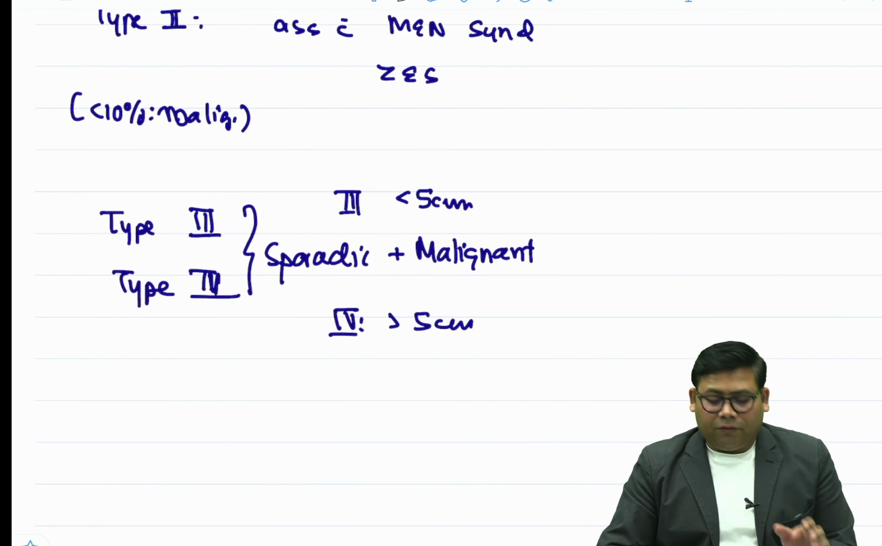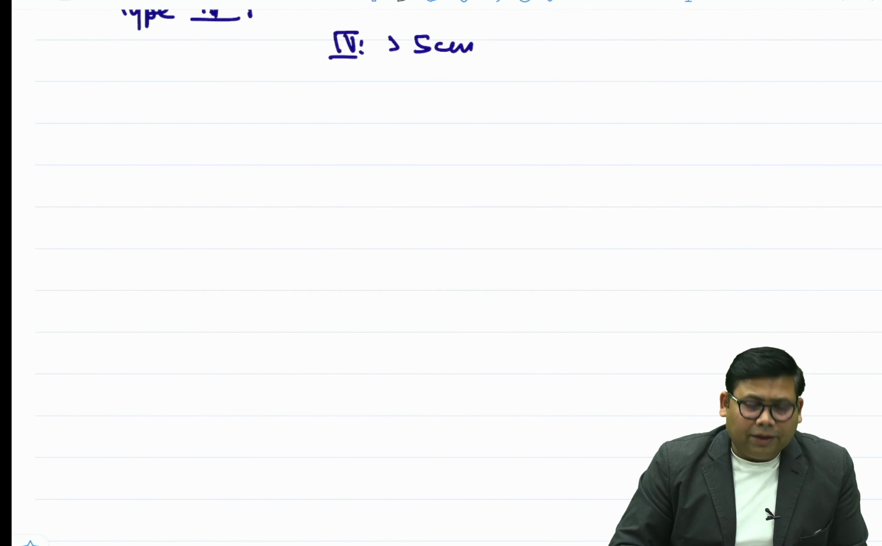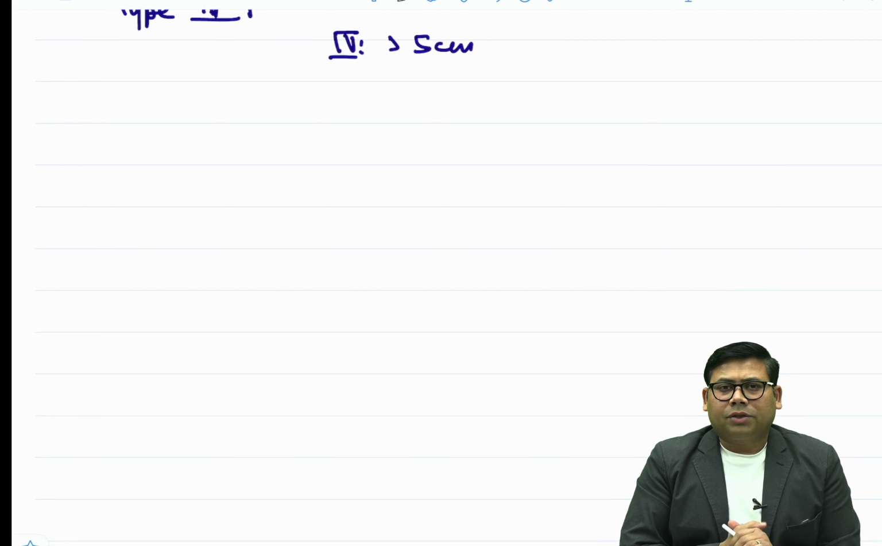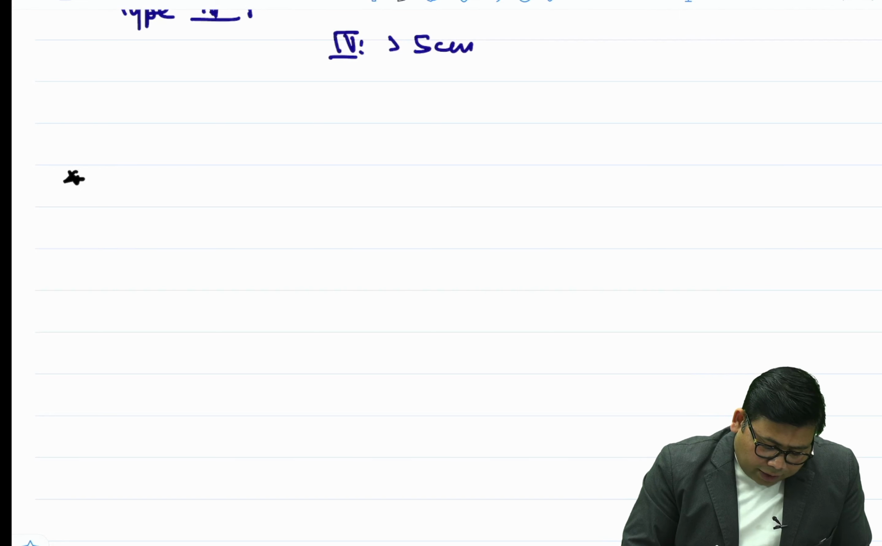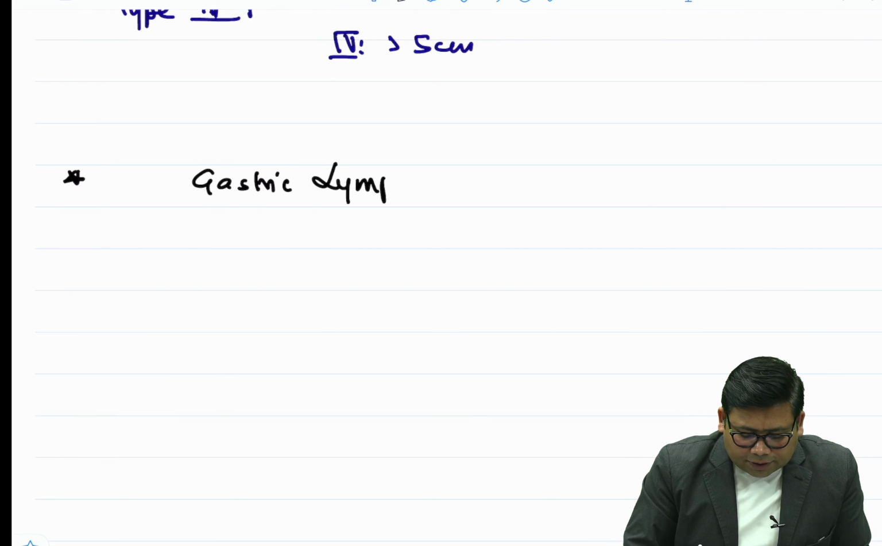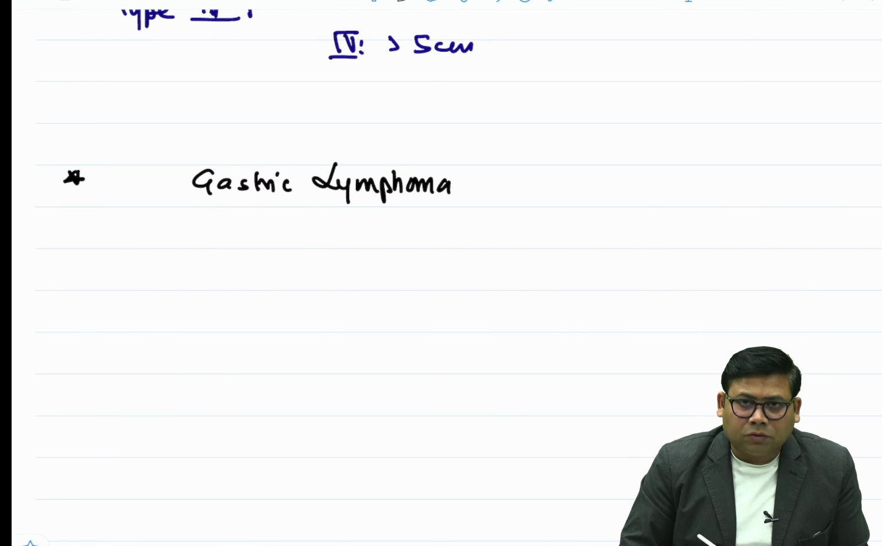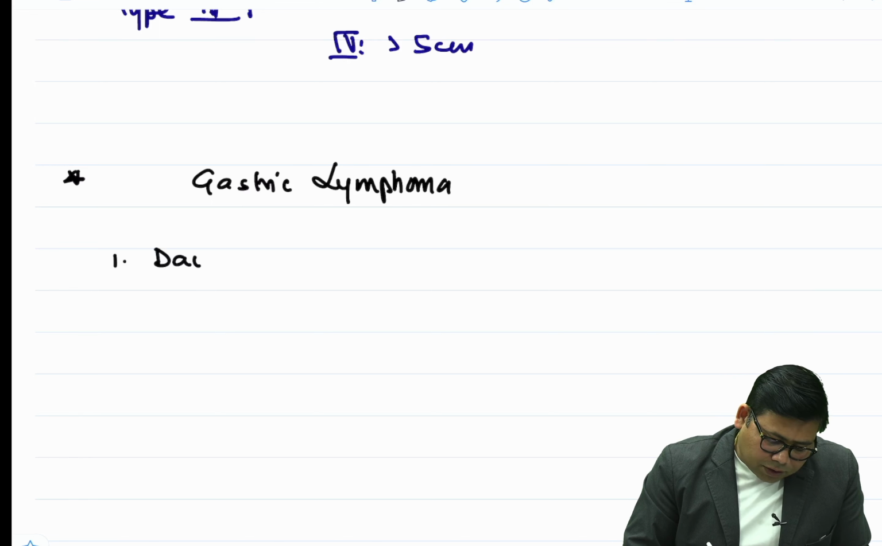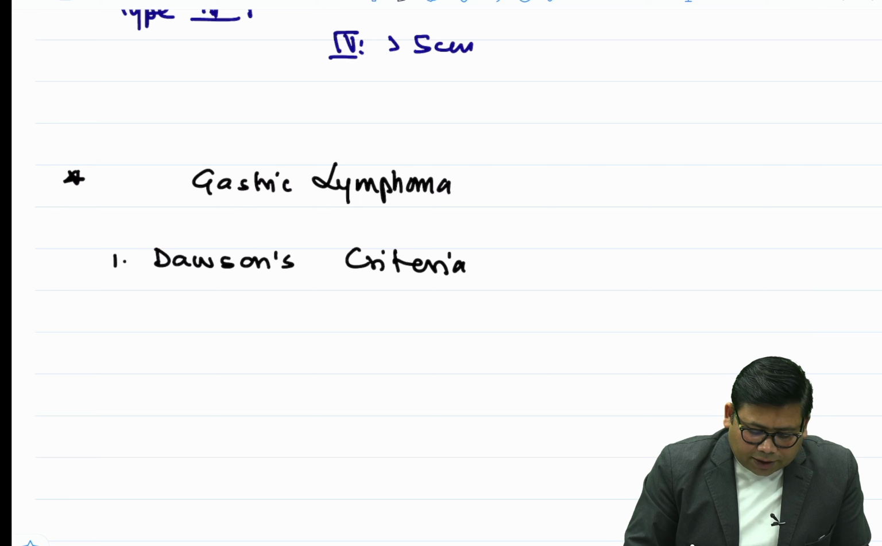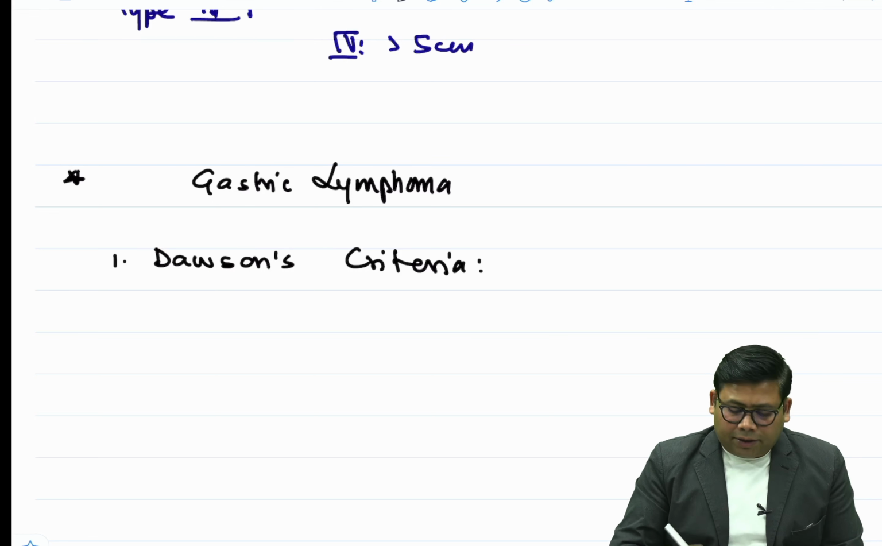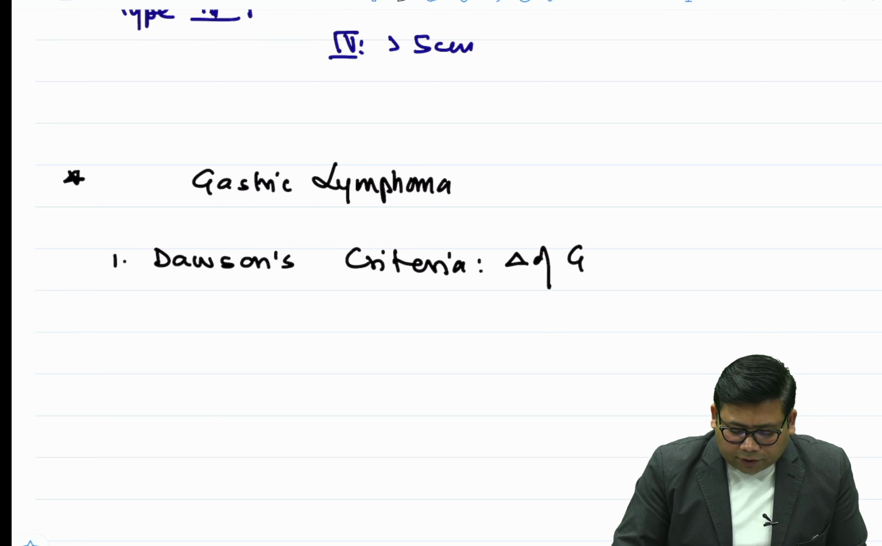This is again very simple. Let us move to the intestine and stomach. We have certain tumors, that is gastric lymphoma. There are certain classifications for that also. The first is the Dawson's criteria. Dawson's criteria is a clinical criteria for diagnosis of gastric lymphoma.